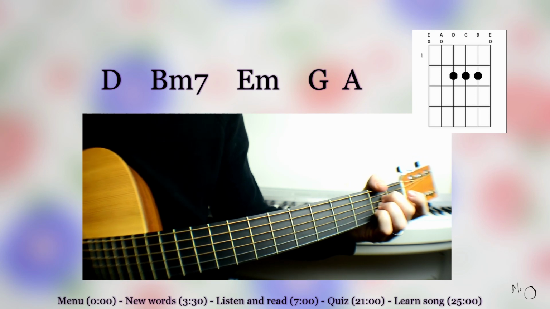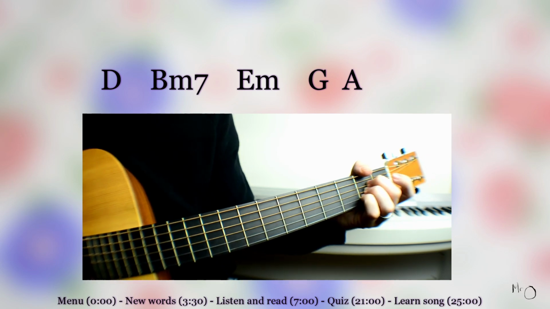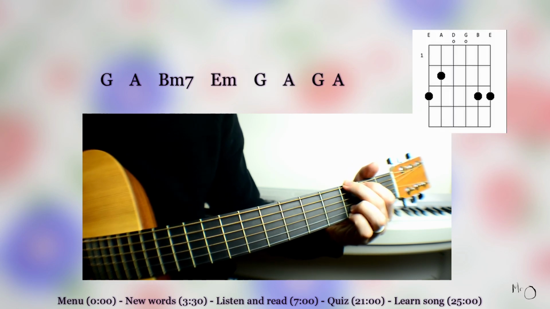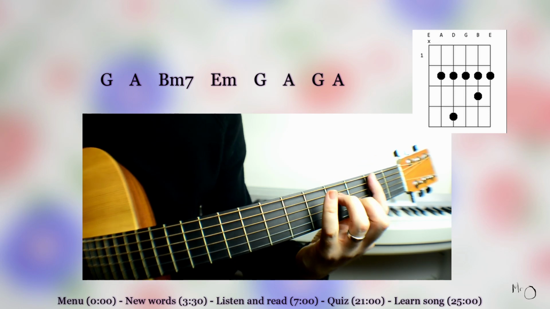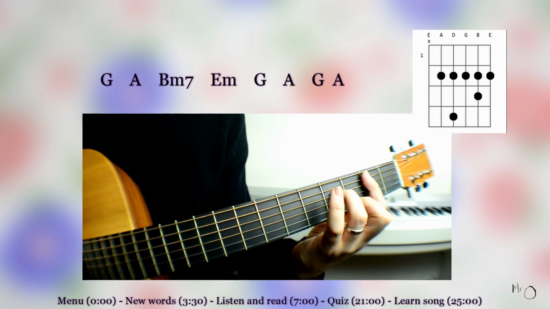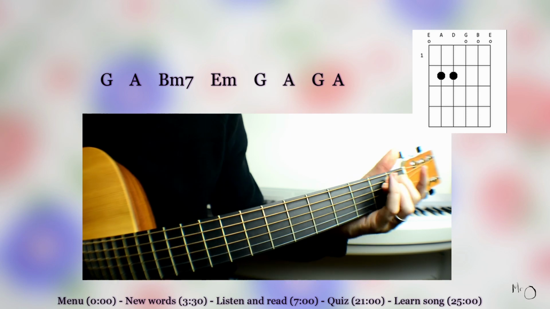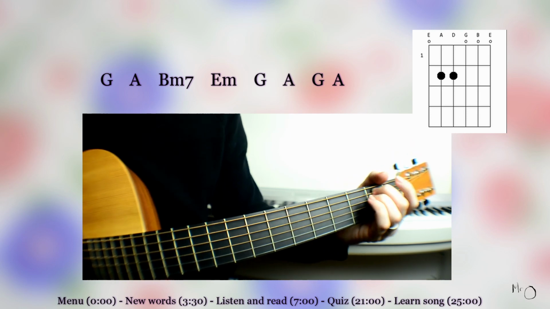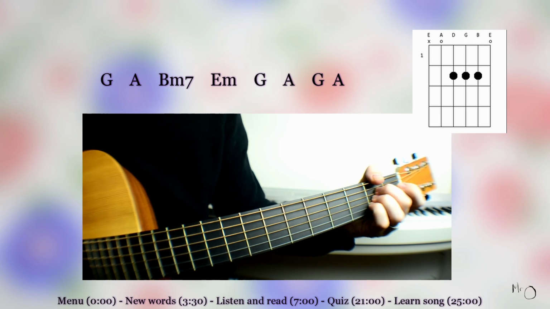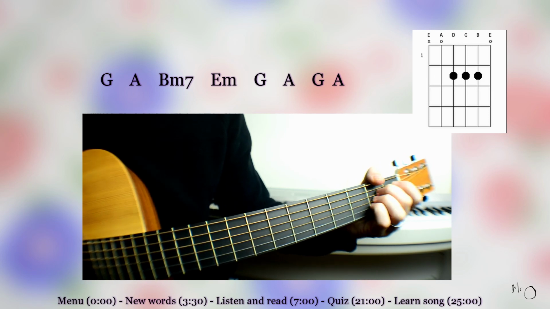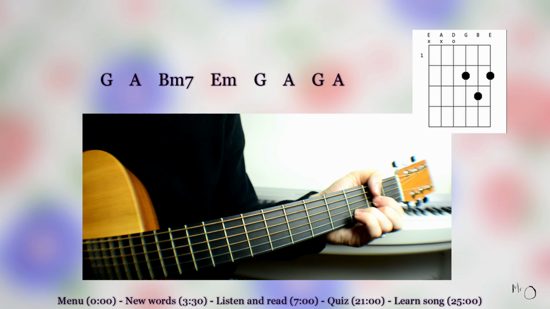When we get to here, it just changes through the same chords again, but in a slightly different order. So it goes G, A, B minor 7th, E minor, then G, A, then G, A, D.